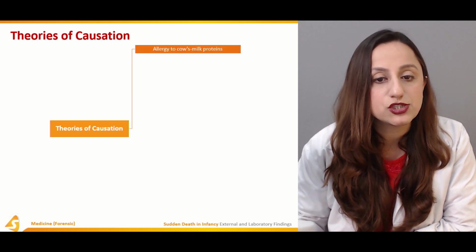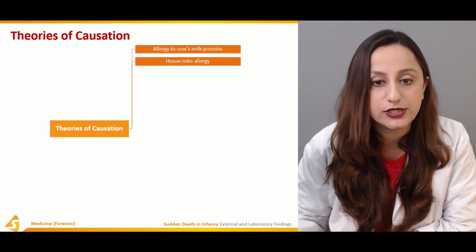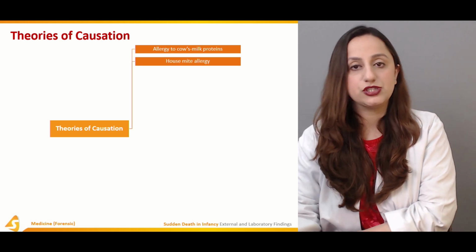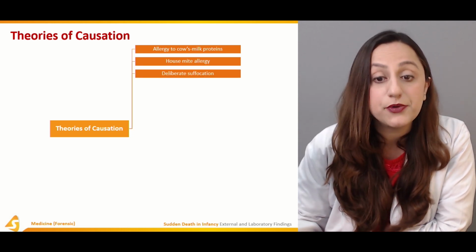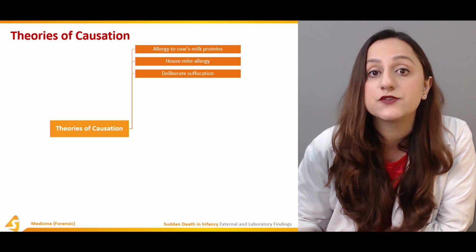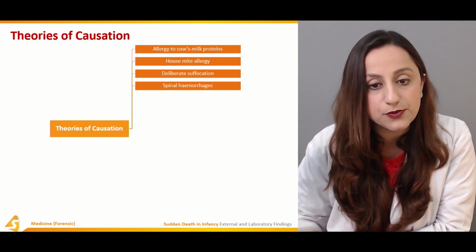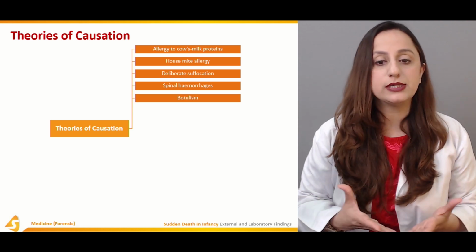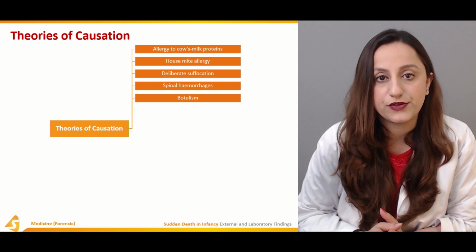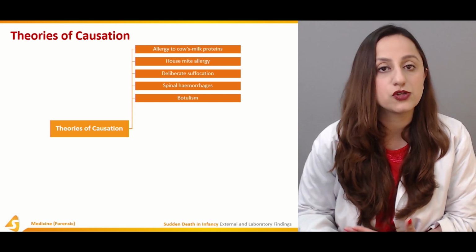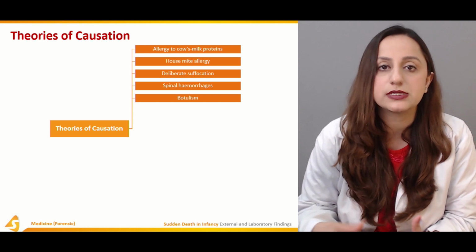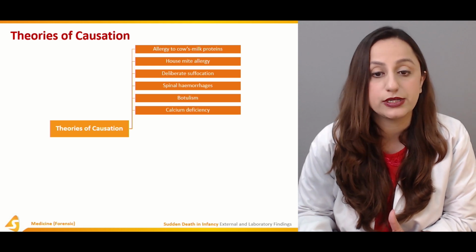The theories of causation are allergy to cow's milk protein, house mite allergies, which are again very important, and deliberate suffocation. So look for signs of deliberate external suffocation. Spinal hemorrhages are quite important. Botulism is again one of the leading causes over here, and the signs of tetanus or tetanic convulsions are looked for whenever we are suspecting botulism.